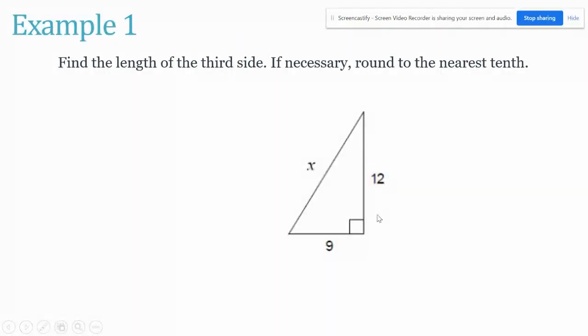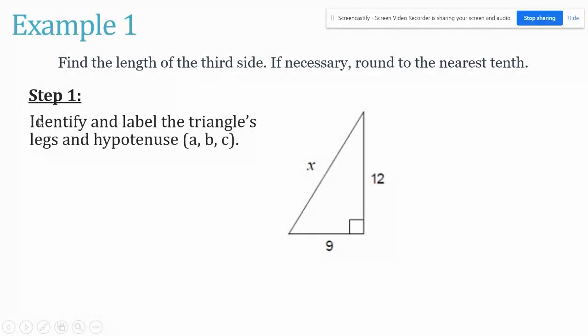All right, so let's look at an example. Here it says, find the length of the third side. If necessary, round to the nearest tenth. Step 1, identify and label the triangle's legs and hypotenuse. So we're going to identify and label A, B, and C. The first thing I'm going to do is draw my arrow from my right angle to identify my hypotenuse. So in this case, it's X. I'm just going to put a C there in a circle. So I know that this is my hypotenuse.